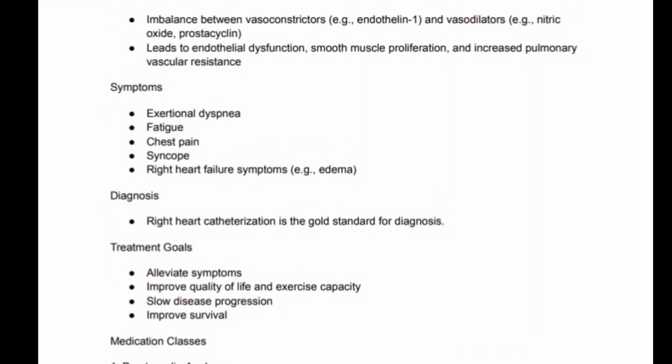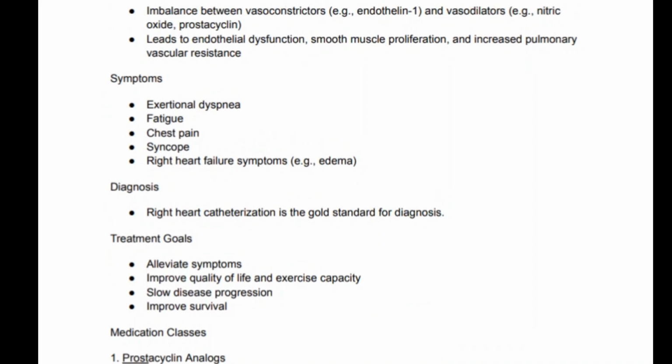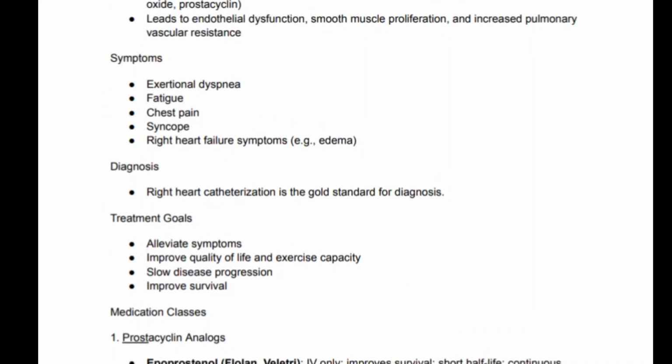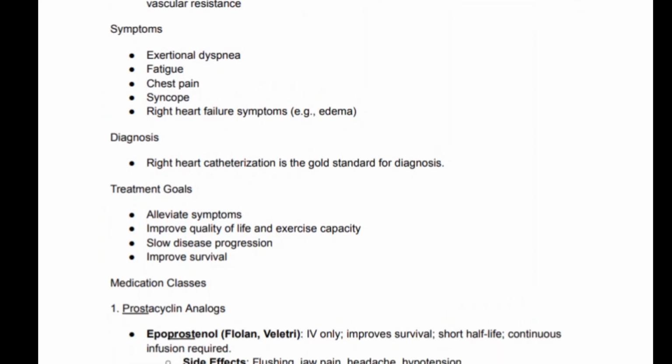Now, on to our R, riociguat. What's special about this drug? Riociguat is a soluble guanylate cyclase stimulator. It works by enhancing the effects of nitric oxide, which helps to dilate those blood vessels. You explained that perfectly. Now remember, riociguat can cause hypotension and increase bleeding risk, and don't forget the black box warning. Right. Riociguat also has a black box warning for teratogenicity, and it's contraindicated with PDE5 inhibitors.